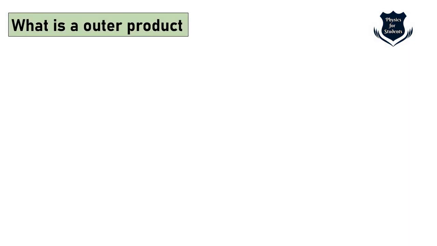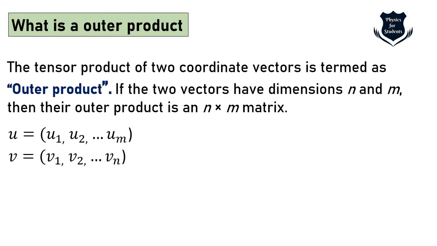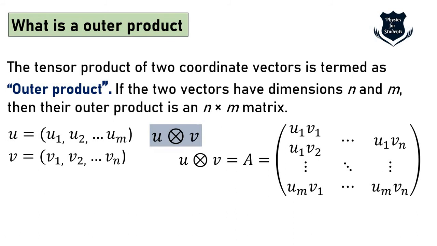So let us see what an outer product is. The tensor product of two coordinate vectors is termed the outer product. If the two vectors have n and m dimensions, then their outer product is an n by m matrix. If we assume that one vector u spans from u1 to um, and v spans from v1 to vn, then the outer product is given by this sign, u multiplied by v with a circle around it, and this gives rise to this.